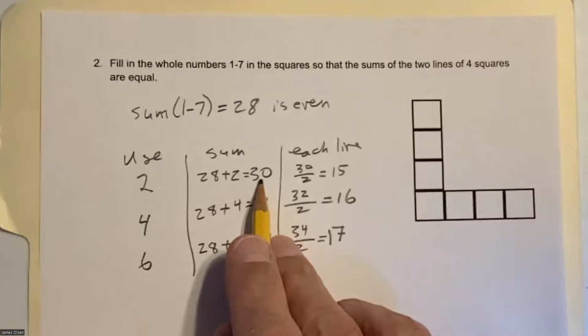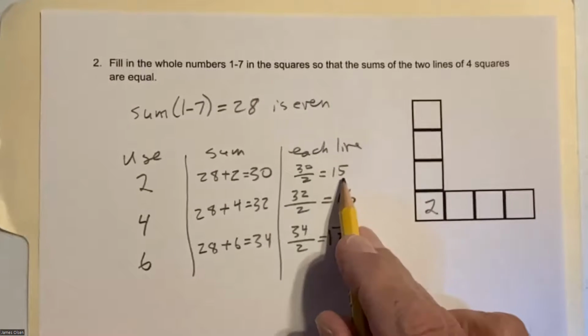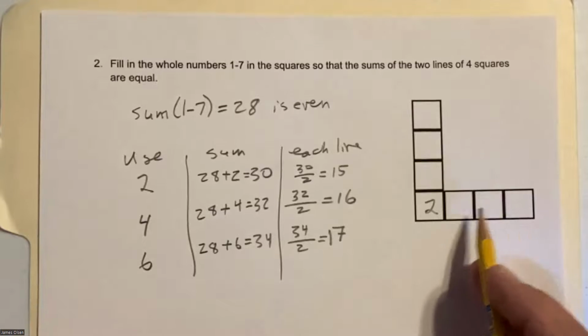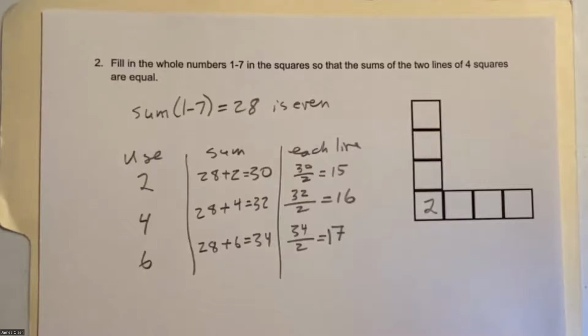So let's go ahead and fill in the answers for this first one. I'm going to put 2 in this position. I know the sum of each line is 15, which means I need 13 here and I need 13 here. You might pause the video and try to do that.